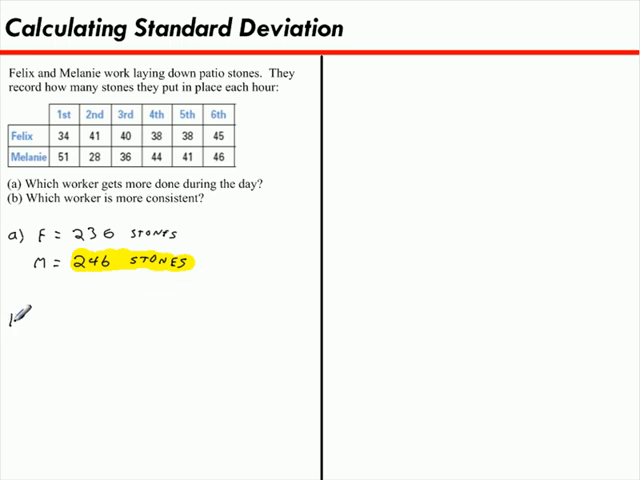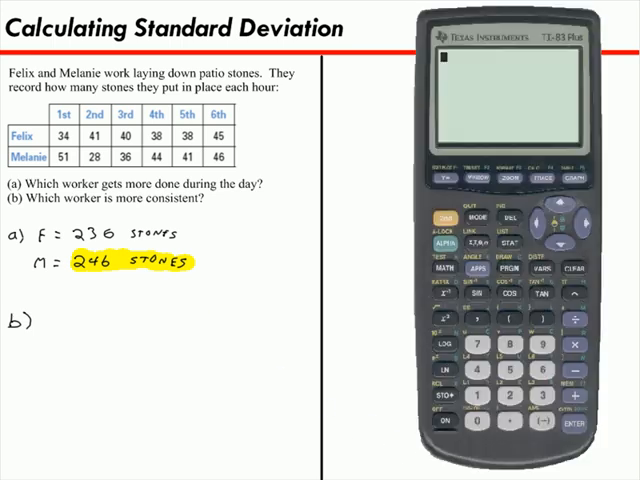In B, this is where I need your help, because in order to compare who's more consistent, we need to check out both standard deviations. So I'm going to find the standard deviation for Felix using my calculator, and then I'm going to get you to try finding the standard deviation for Melanie on this side, and I'll show you the answer when you're ready. So watch very carefully now as I compute the standard deviation for Felix. I'm going to bring in my calculator, and the first thing I need to do is take all of these numbers and put them into a list, which we'll call L1 on the calculator.